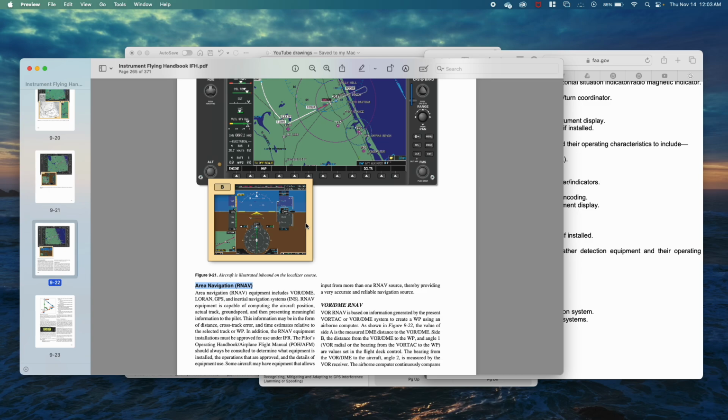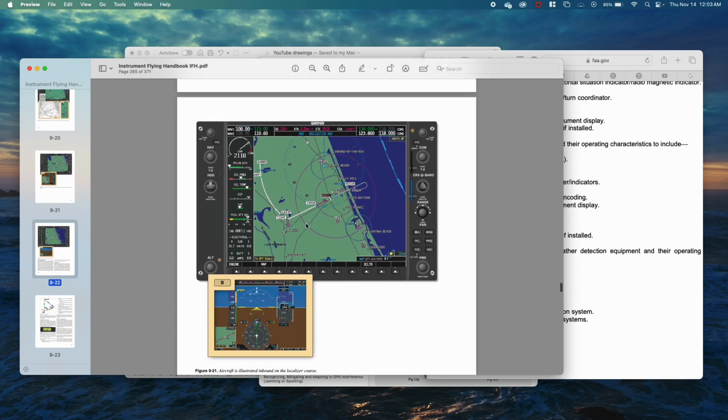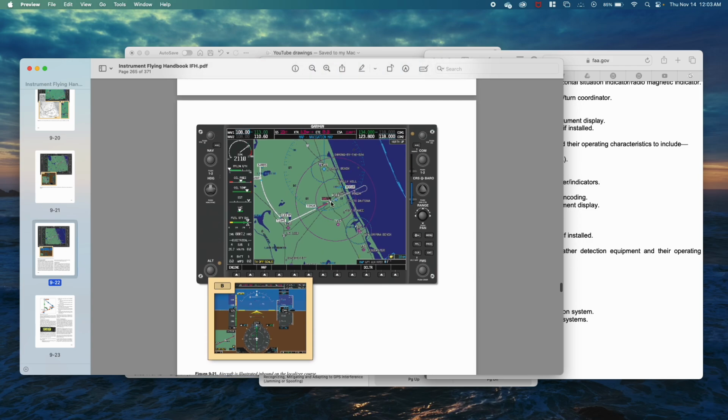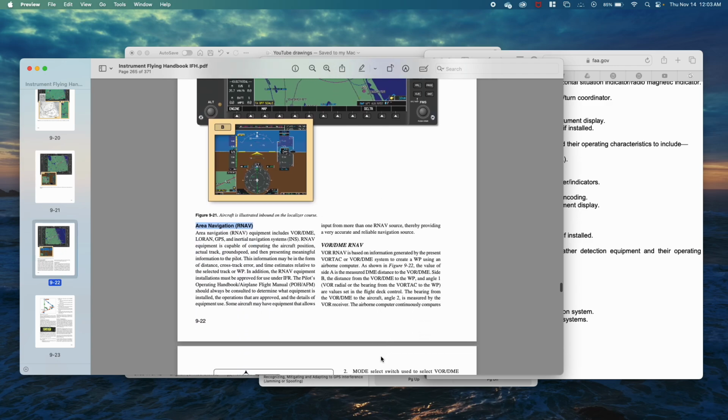So then came RNAV. RNAV allowed you to go direct to points. So instead of taking Victor Airways between VORs, you can go direct here, direct here, direct here, and the RNAV system would be able to do that.